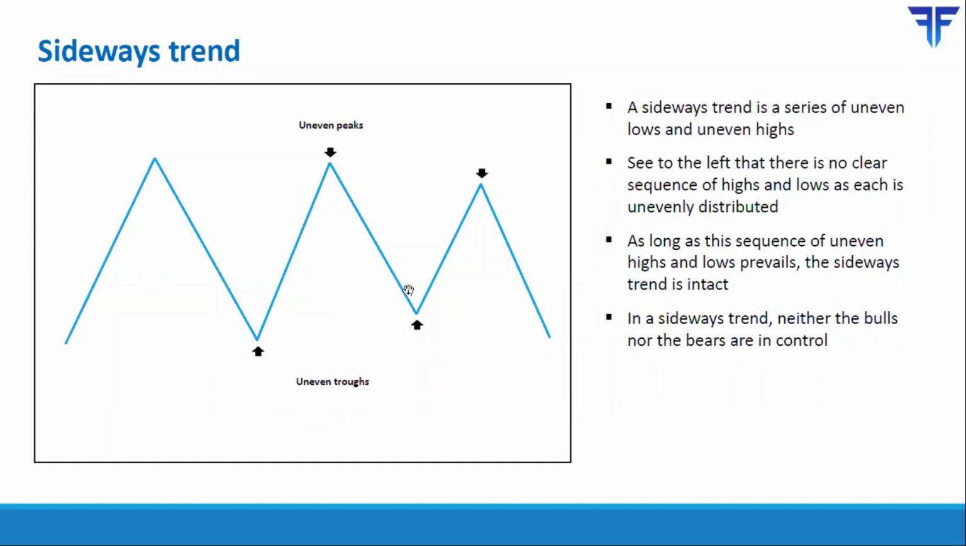Now, an uptrend reflects a situation in which the bulls, that is, the buyers, are in control. A downtrend reflects a situation wherein the sellers are pretty much in control. And finally, a sideways trend represents a situation in which neither the buyers or the bulls, nor the sellers or the bears are in control. So it indicates uncertainty.